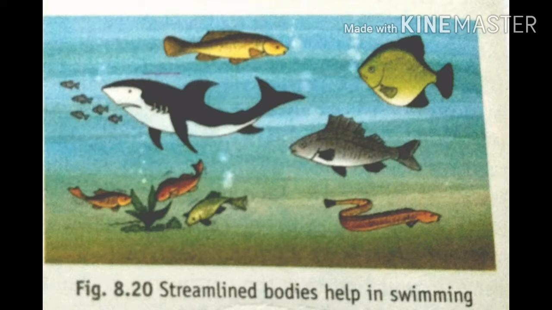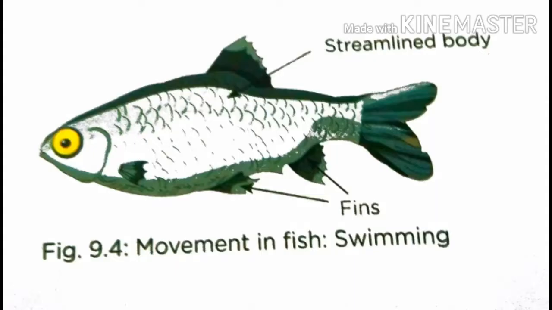Fish have a streamlined body that is broader in the center and narrow at the ends. See, these are all fish. So their bodies are broader in the center and narrow at the two ends. See in this one. This reduces friction in water and allows them to swim easily. Through this streamlined body they can easily move in water.